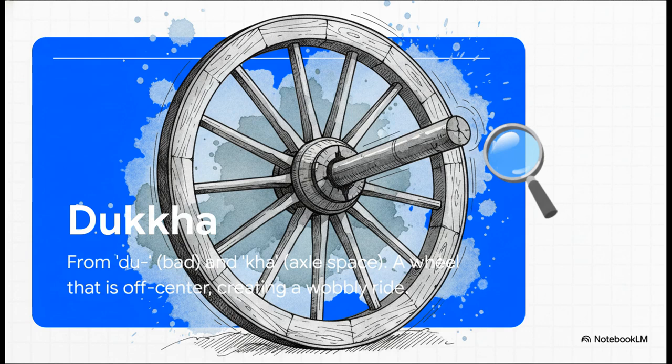The ancient word dukkha is literally a combination of two parts. You've got du, which means bad or difficult, and then you have ka, which, and this is amazing, literally means the hole in the hub of a wheel where the axle goes. So dukkha is describing a wheel that's just not sitting right on its axle. It's off-center. It's going to wobble.